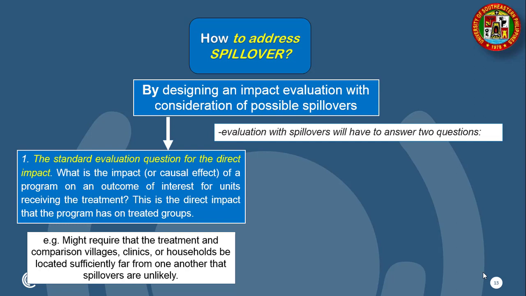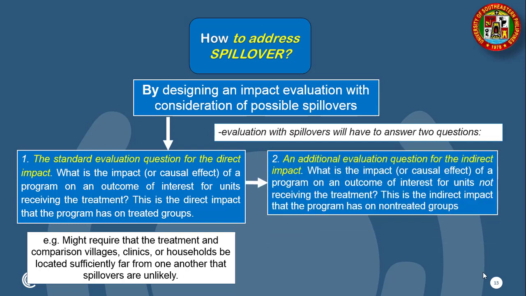For example, you might require that the treatment and comparison villages, clinics, or households be located sufficiently far from one another that spillovers are unlikely.